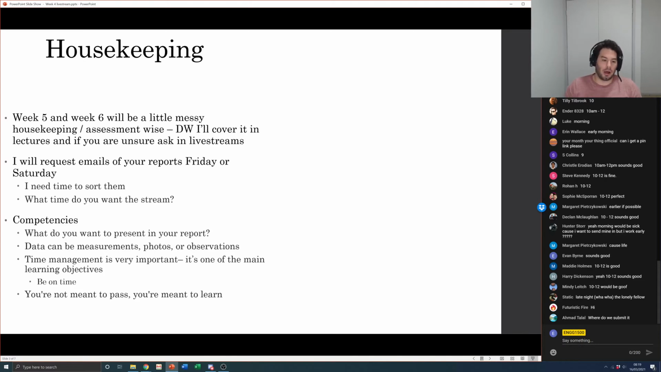So figure out what data you want to collect, whether it is photos or observations, or you actually want to get in and measure something, I don't know, but think about what that's going to be before so that you can be ready to collect it during your competency.